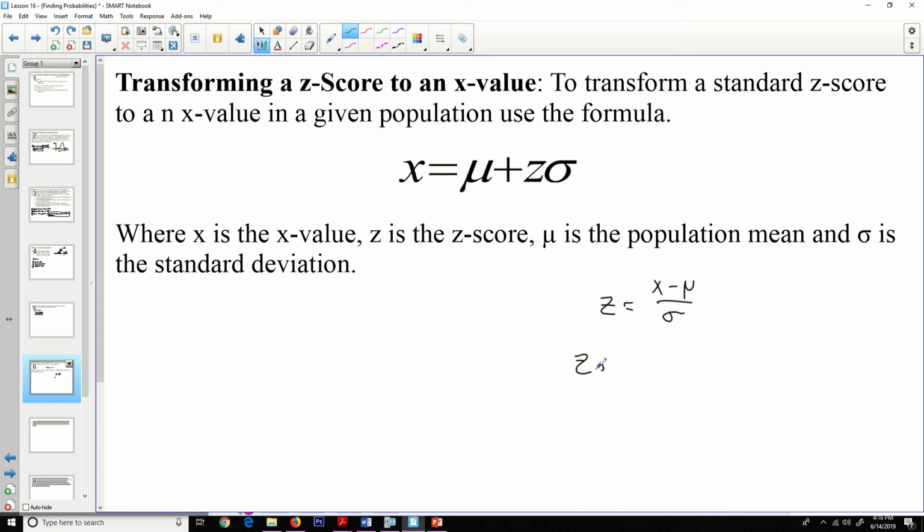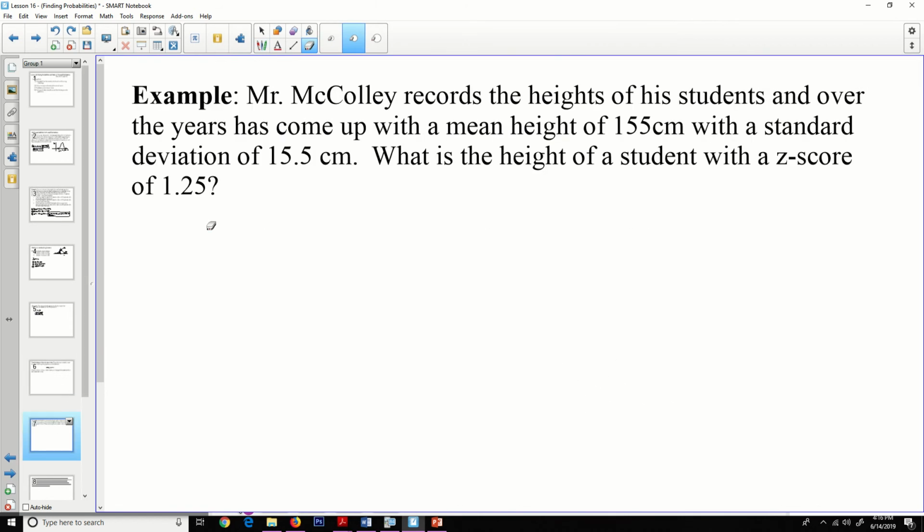To get x by itself, I multiply both sides by sigma. That gives me z times the standard deviation equals x minus mu. If I add mu to both sides, I have mu plus z sigma equal to x, and that's what we have. So it's fairly straightforward. This isn't a huge jump.